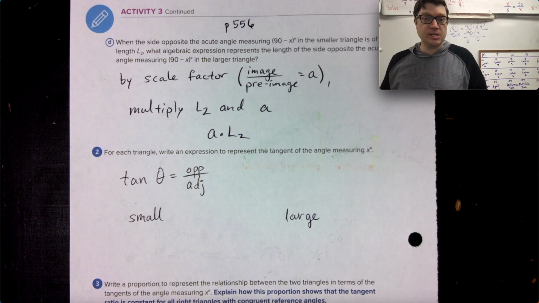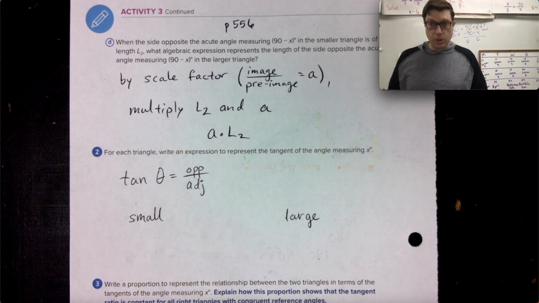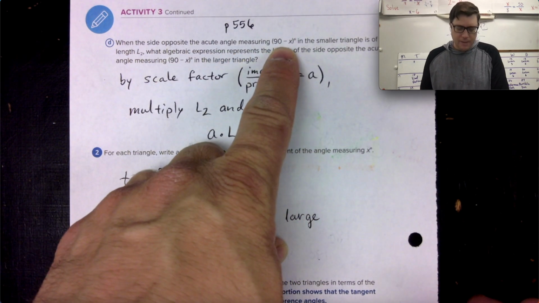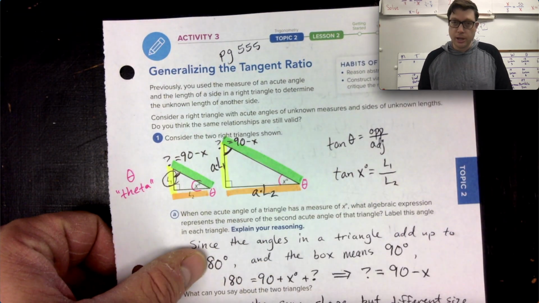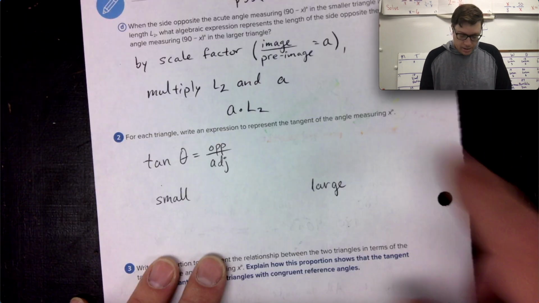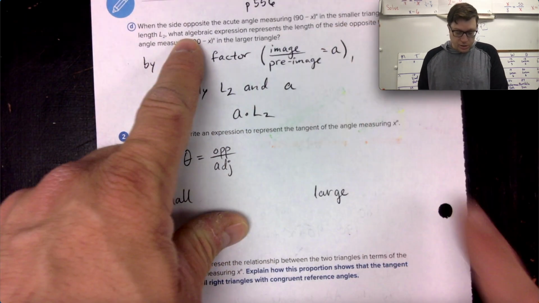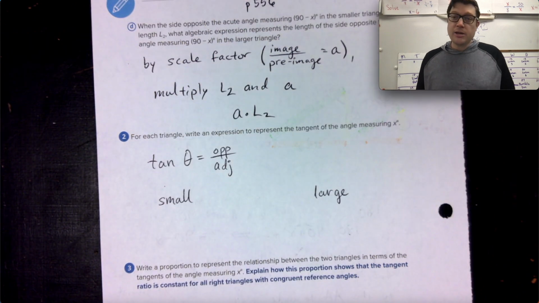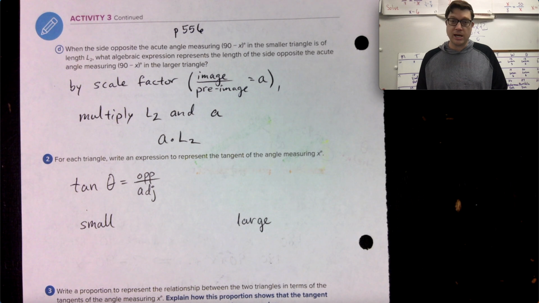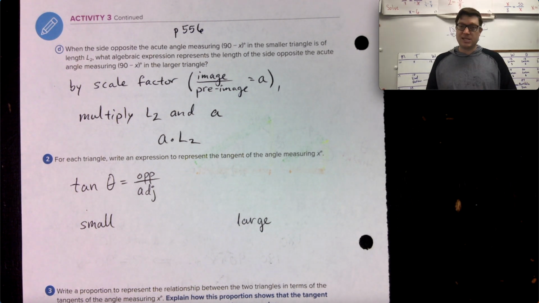Hey, page 556. Continuing the conversation about tangent ratios when the triangles are similar. When the side opposite the acute angle measures 90 minus x degrees, which by the way is the other acute angle, go back and look at the page 555 video if you haven't yet, then we can write the algebraic expression representing the length of the side opposite the acute angle that measures 90 minus x in the same way we did for the other one because of the idea of scale factor.